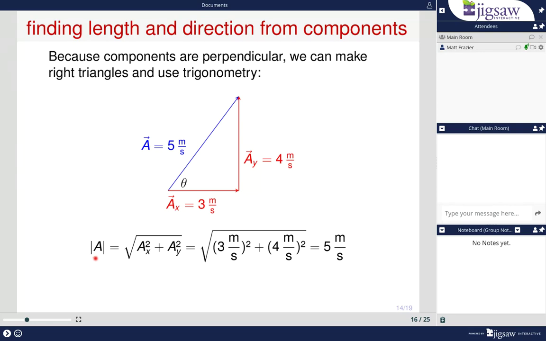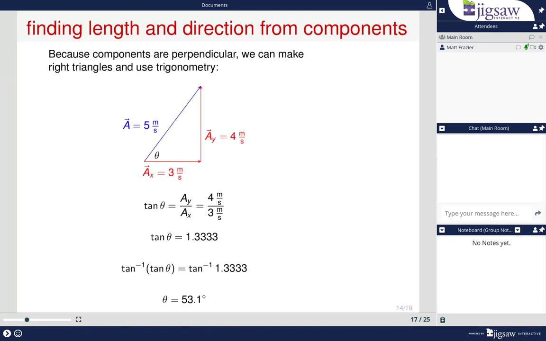The absolute value says ignore the sign. Here it means ignore the direction. If this is the positive direction for the vector, negative is the other way, but we don't care, we just want the length of it. So that's how we find the length. Now, we find a direction. We find this angle theta by saying, well, we know the opposite side and we know the adjacent side, and opposite over adjacent is tangent of theta. The tangent of theta here is the y component divided by the x component, which in this case is 4 divided by 3, or 1 1/3, and that gives you 53 degrees.